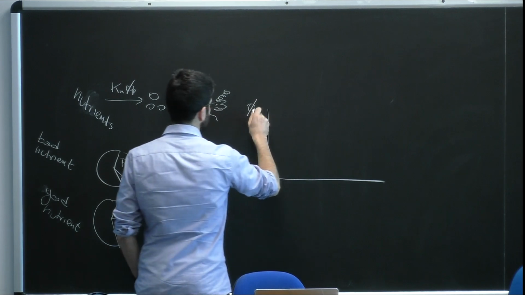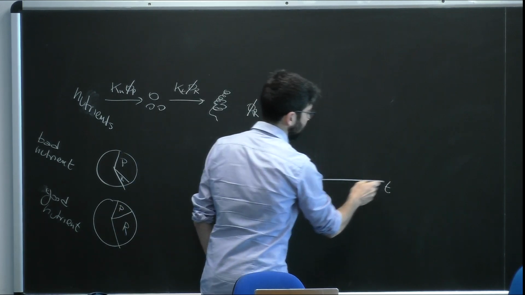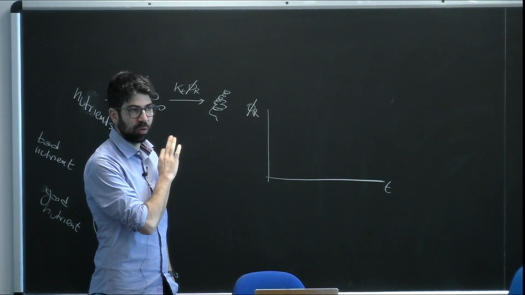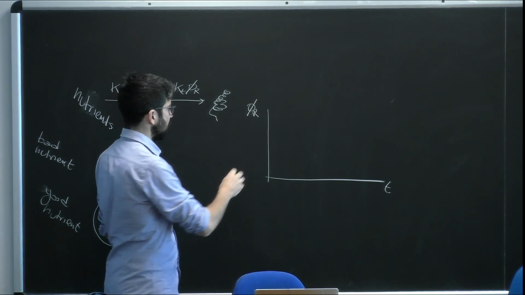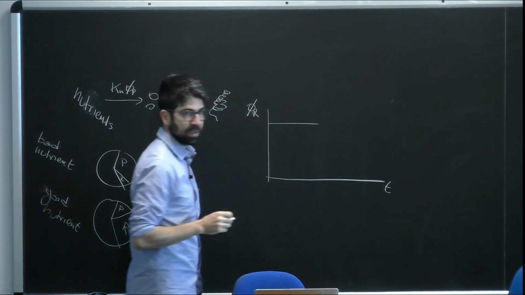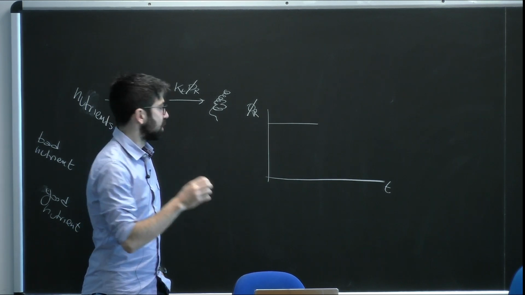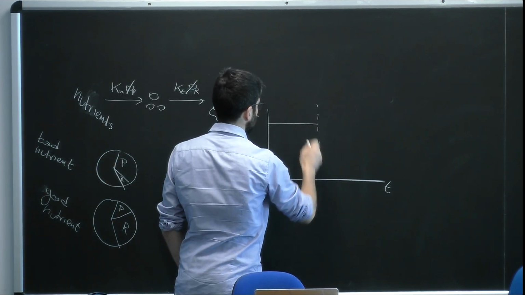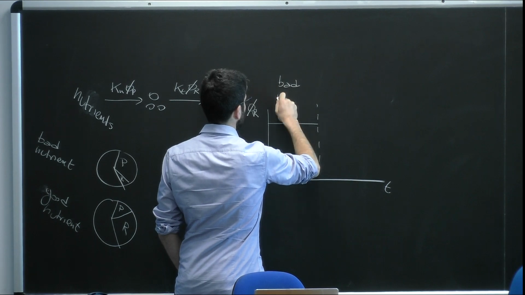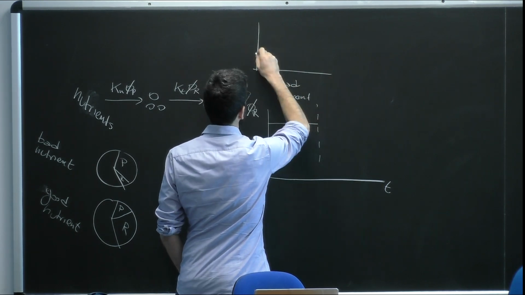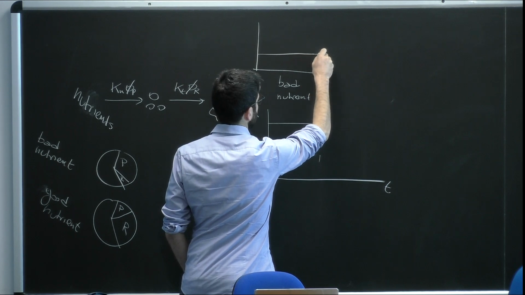You have phi R as a function of time. Everything is stationary, right? In our picture, we are in a condition where everything is stationary. So this is constant. Now suppose that this is bad nutrient. You have the growth rate, it's somewhere here.